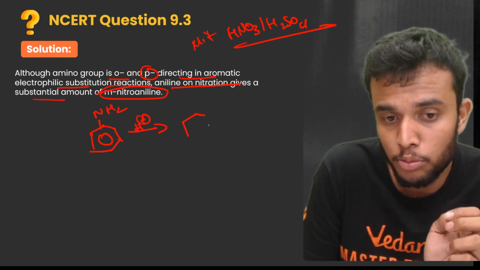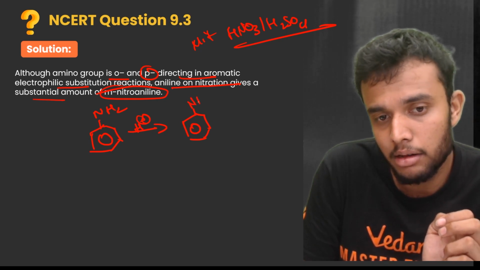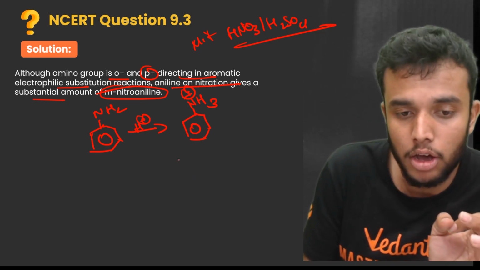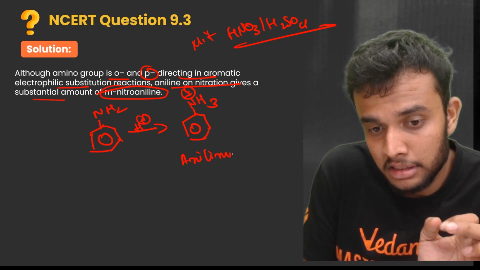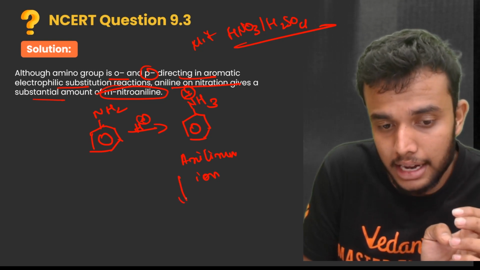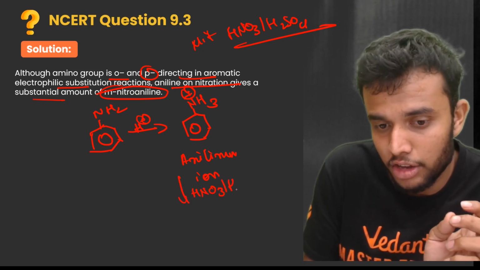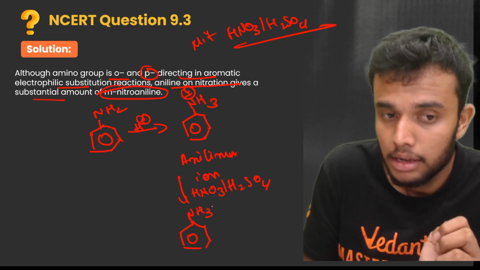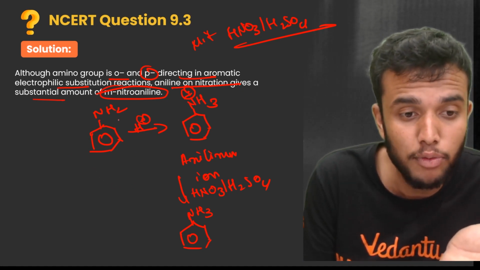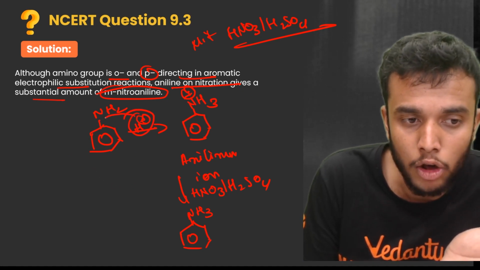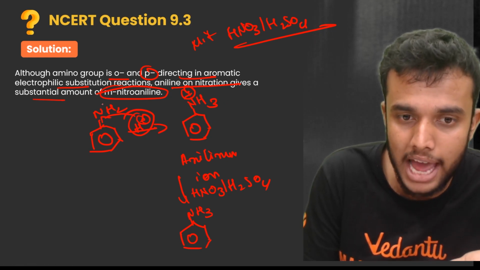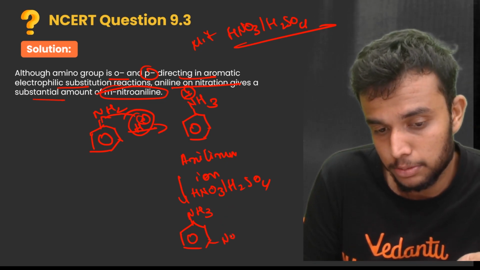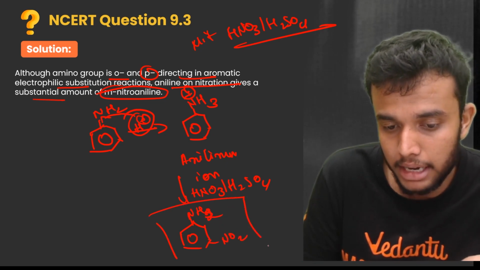First, the NH2 group is converted into the anilinium ion, NH3 plus. Right, students? Then it undergoes nitration in the presence of HNO3 and H2SO4 to yield the meta-oriented product. We already know aniline is basic in nature, so H plus is added to the nitrogen and it forms a positive ion. Then it undergoes nitro substitution, and that's why a meta-nitro compound is formed.